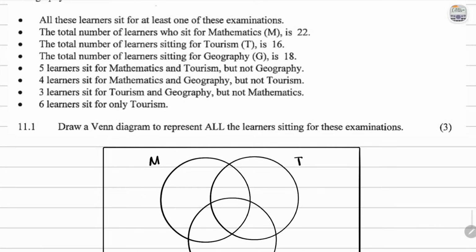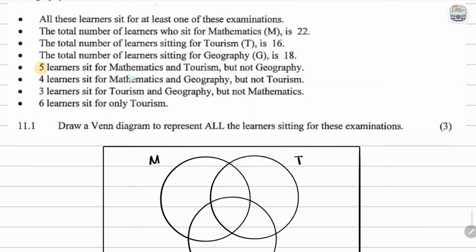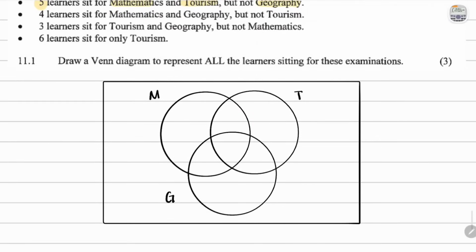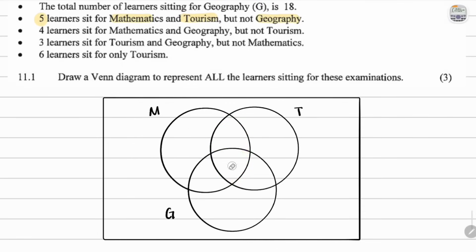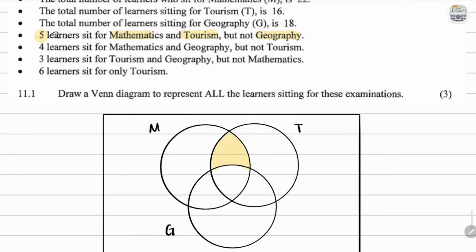So when working with the Venn diagrams, you need to start from the intersections. So we'll start here where they say 5 learners sit for mathematics and tourism, but not geography. If they're saying mathematics and tourism, this would be the intersection of maths and tourism. But now they say not geography. So you would exclude everything belonging to geography in that intersection. So it will just be this part. And how many learners are there? It's 5 learners. Okay, so we have 5 learners over here. And then they tell us that 4 learners sit for mathematics and geography, but not tourism.